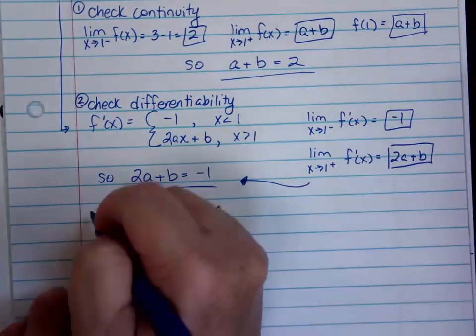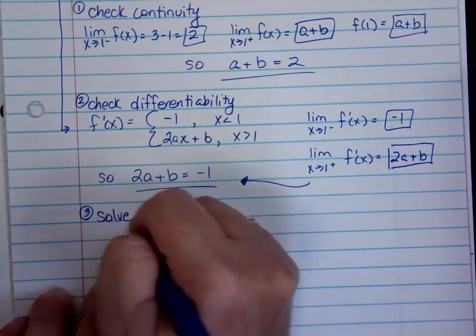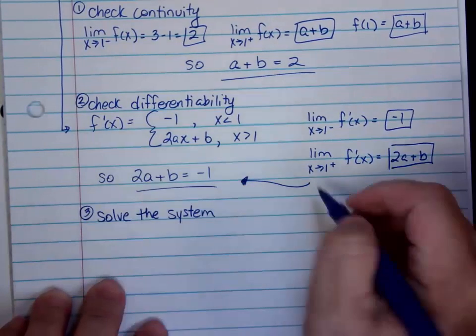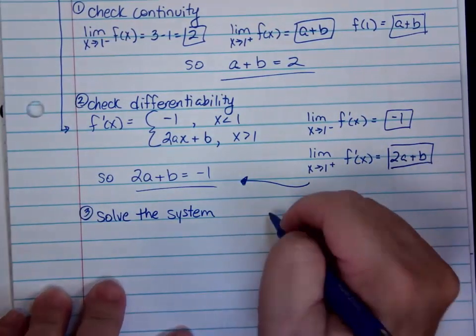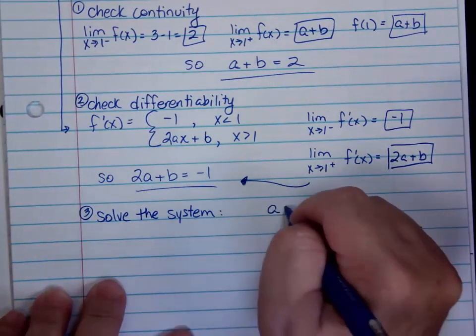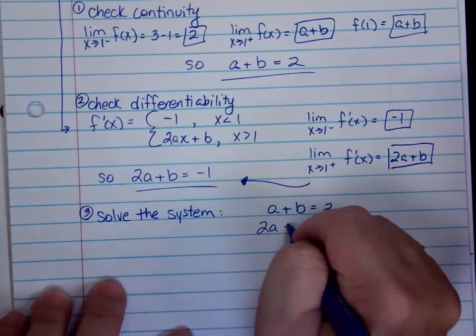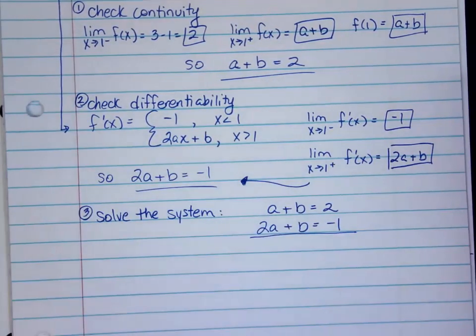So, step 3 is called solve the system. What you have here, when you have two equations with two variables, it's called a system of equations. So we have a plus b equals 2, 2a plus b equals -1. And we draw a line like we're going to add them together.